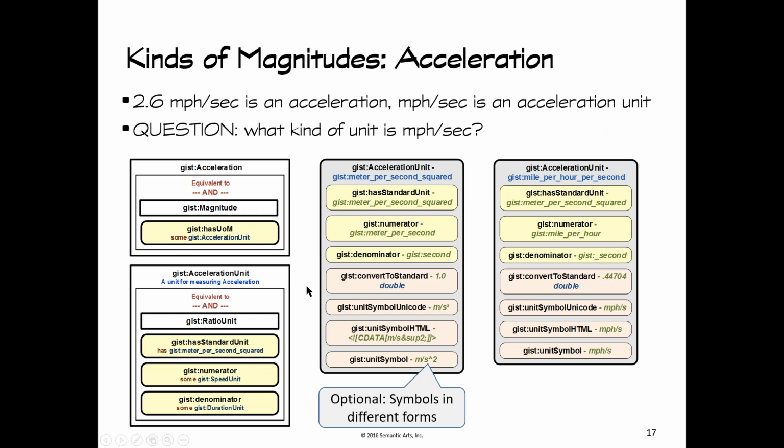So similar for acceleration, so the pattern just continues. 2.6 miles per hour per second is an acceleration, and miles per hour per second is an acceleration unit, but it's not a standard one because it has a conversion, right? So in fact, the conversion for mile per hour per second, it turns out it's 0.44704. These things are easy to look up if you have an app. There's lots of apps out there that will do unit conversions for you, or you can look anything up on Google. You just say, what is meters in kilometers or millimeters, and it'll just give you the number across any system you want.